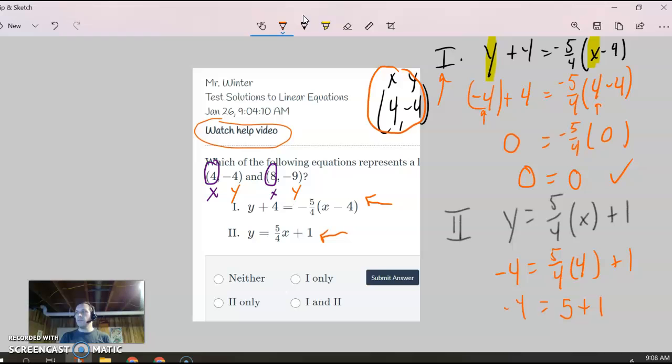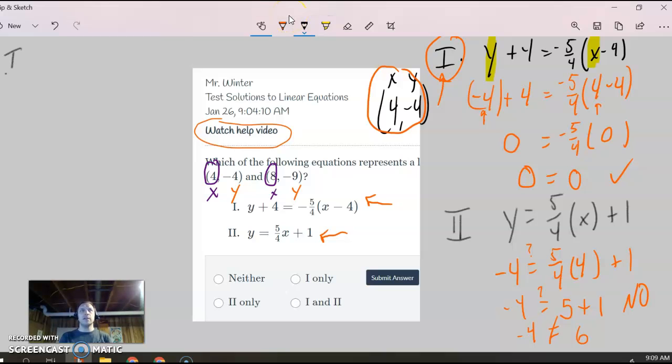Does that equal -4? And the answer is no, right? 6 does not equal -4. And so I like to not put this equal sign here because we're just trying to figure out, is it equal? And this one it's not. So this one worked for 1, but it didn't work for 2. Let's see how we do on the next part.